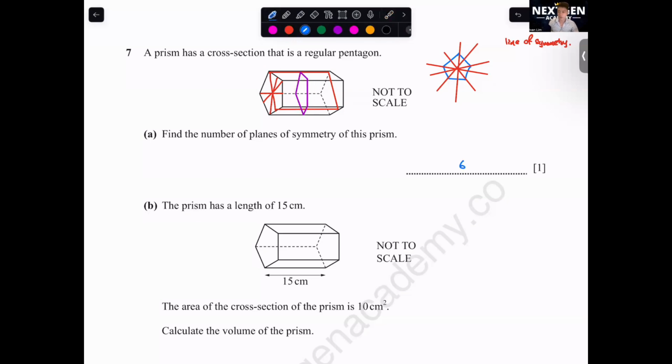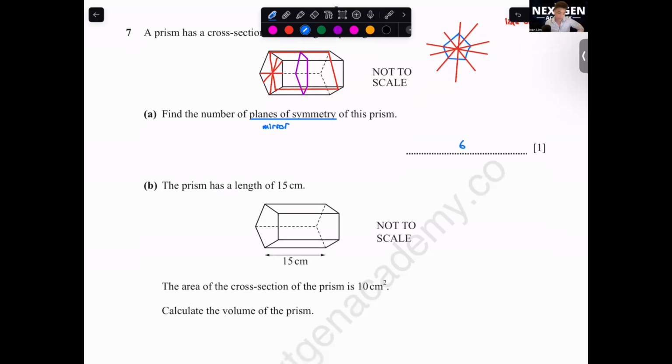So the answer is 6 over here. This is no calculation. You just need to imagine it, then draw it out. Understand? So for planes of symmetry, you can think of it as a mirror. How many mirrors can you put inside a shape so that when you put the mirror inside, the shape is a reflection of each other when you chop it up into half?